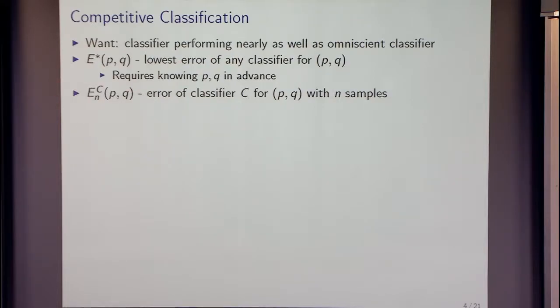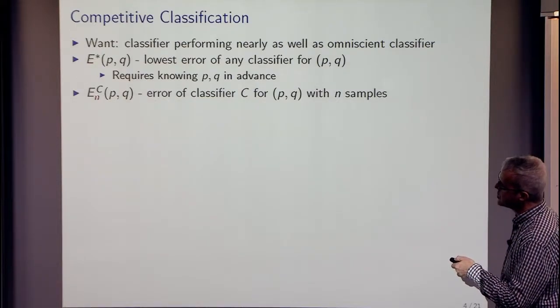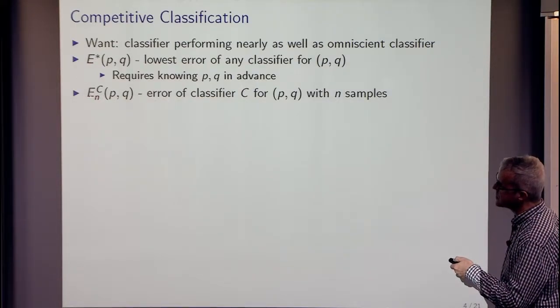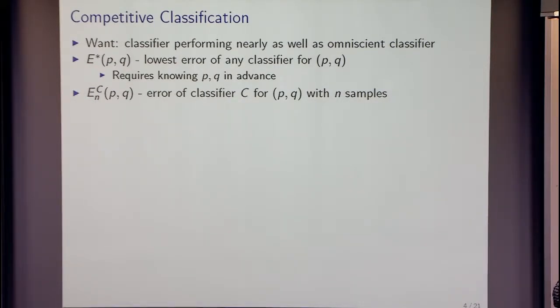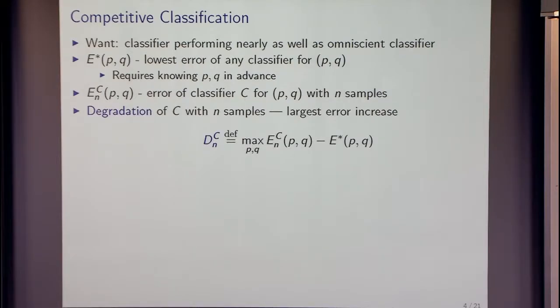And if you have another classifier C, so you come up with any classifier, call it C, then for P and Q it will make some other error, which is E_n of P and Q, which depends on the number of samples that you have seen. E star does not depend on the number of training samples because you don't need to even look at them, so you can think of infinity. And now, given some number of samples n, and you come up with a classifier, this is the error of this classifier.